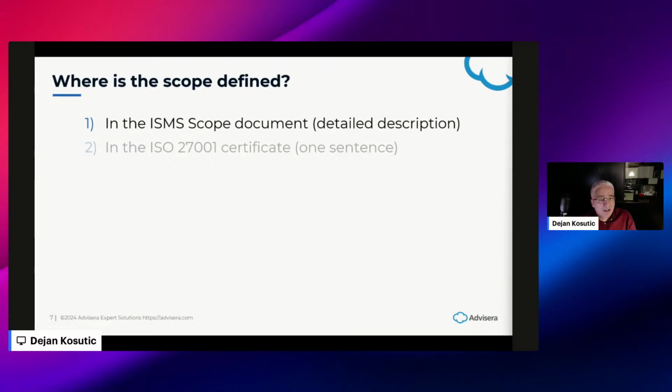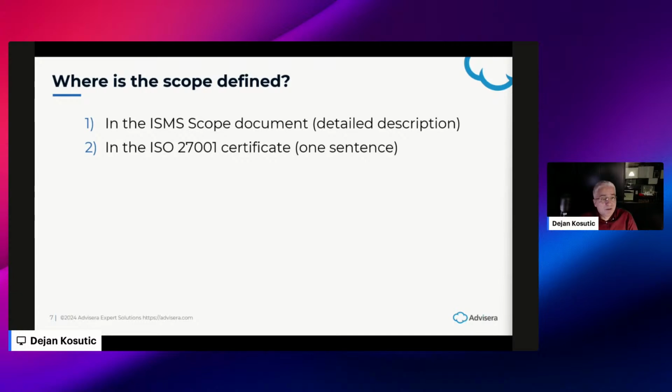And the second document where you define the scope is the ISO 27000 certificate. So if your company goes for certification, then you also have to specify the scope in your certificate. Your certificate will say which scope is covered. Now the main difference is that the first one, the ISMS scope document, is your internal document for your internal use, whereas the ISO 27000 certificate is a public document. It's for public use.